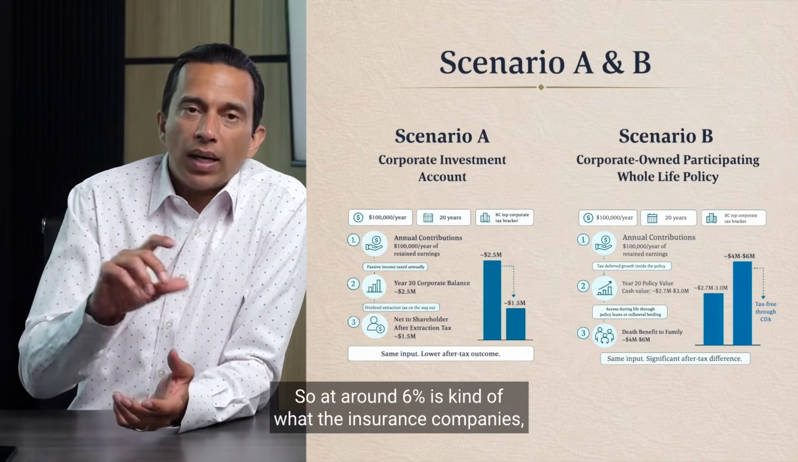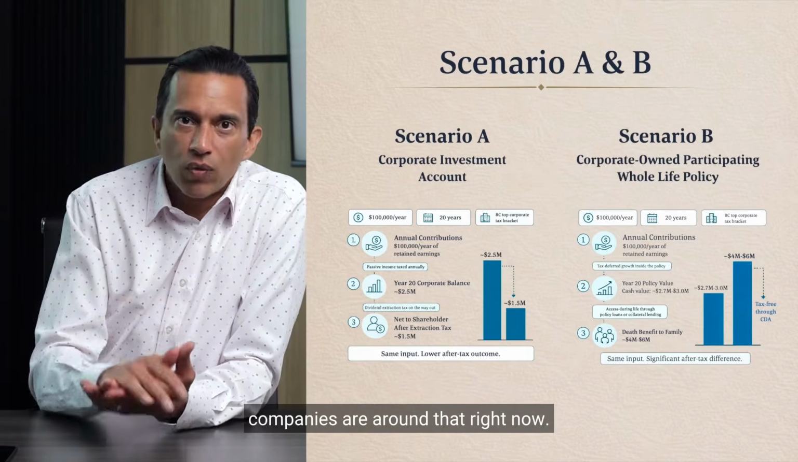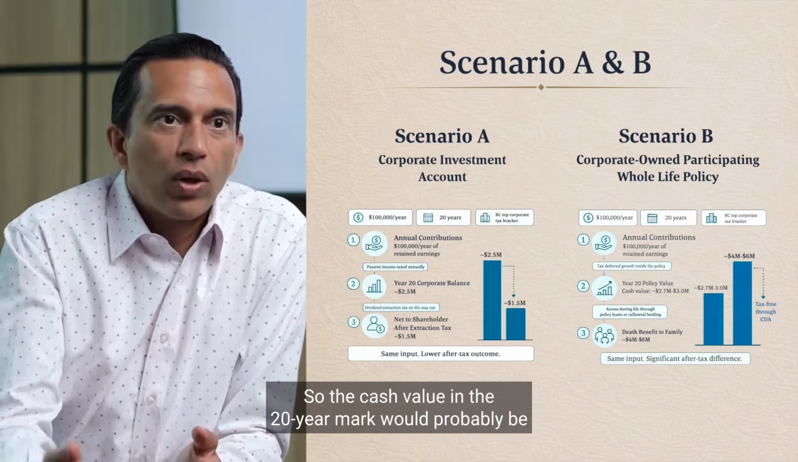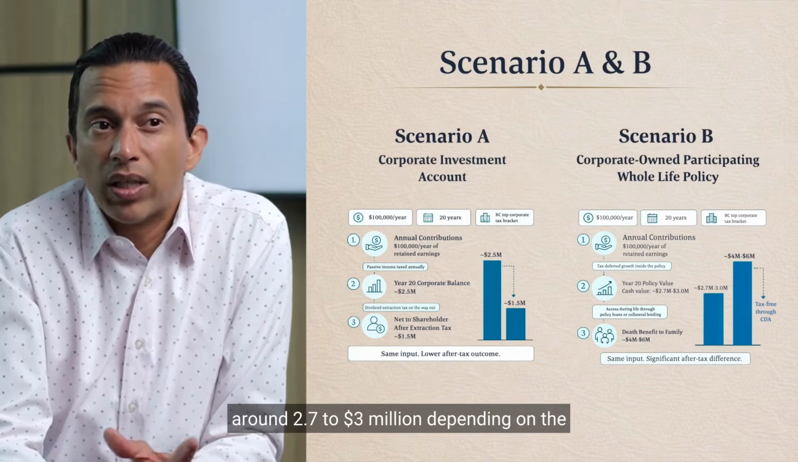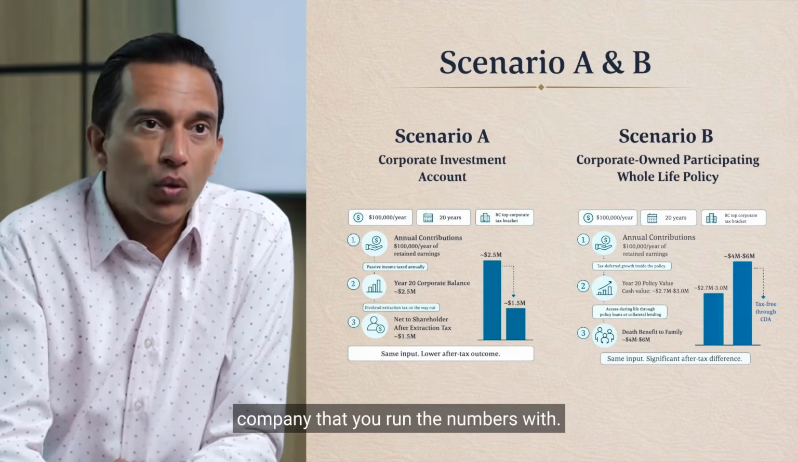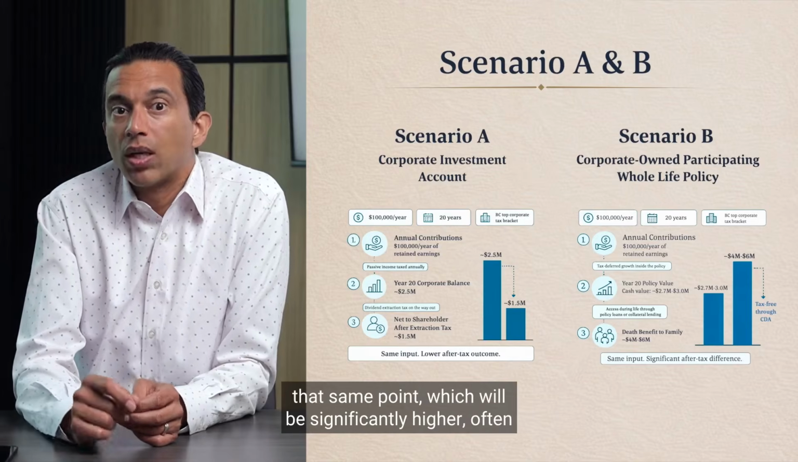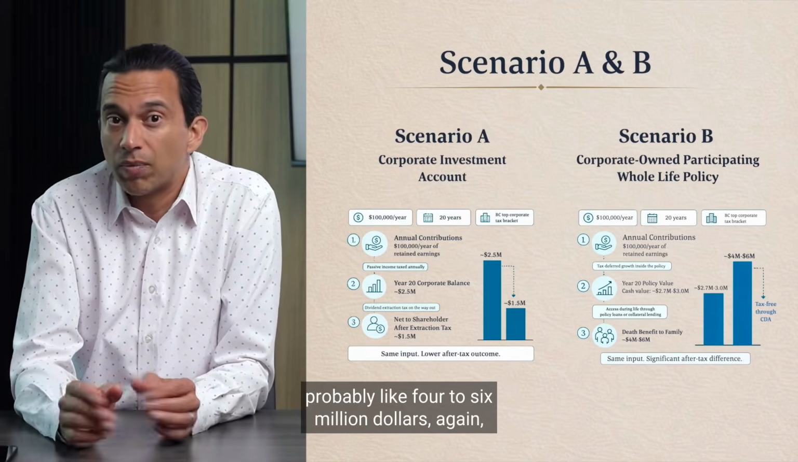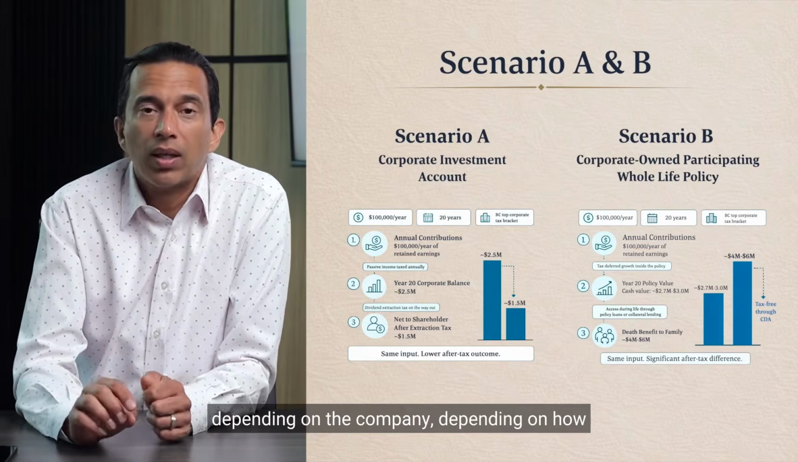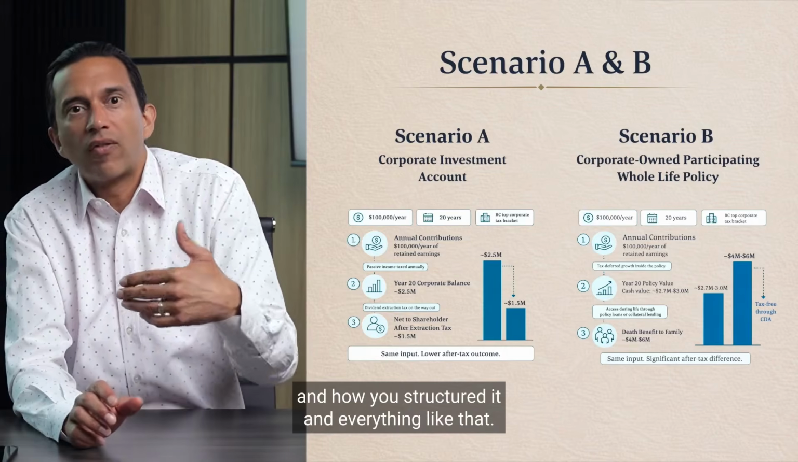At around 6% is about what most of the insurance companies are at right now. So the cash value at the 20-year mark would probably be around $2.7 to $3 million, depending on the company you run the numbers with. Then you have the life insurance death benefit at that same point, which will be significantly higher, probably around $4 to $6 million, again depending on the company, how old you were when you started, and how you structured it.